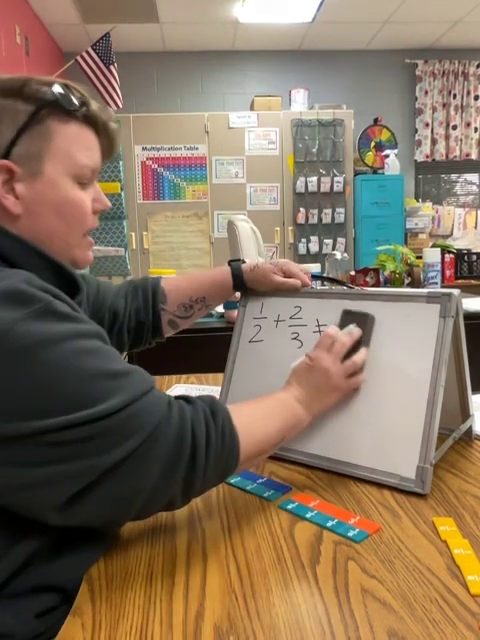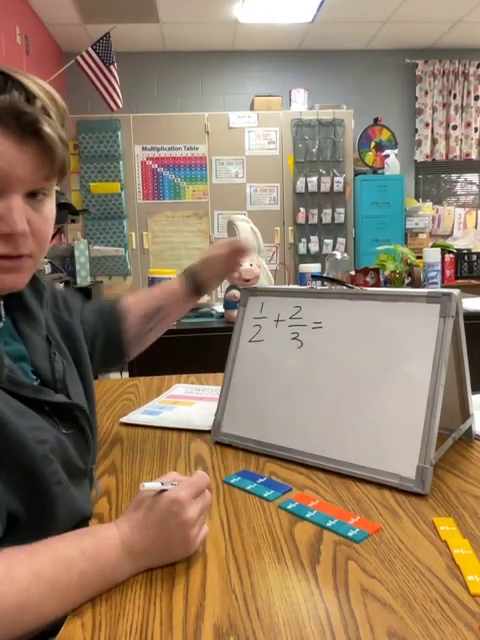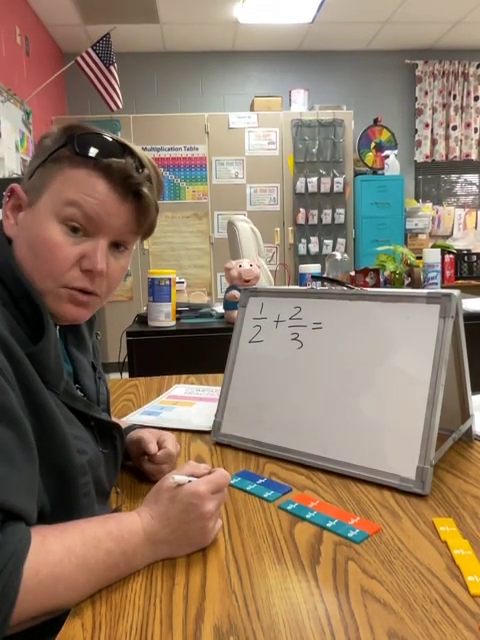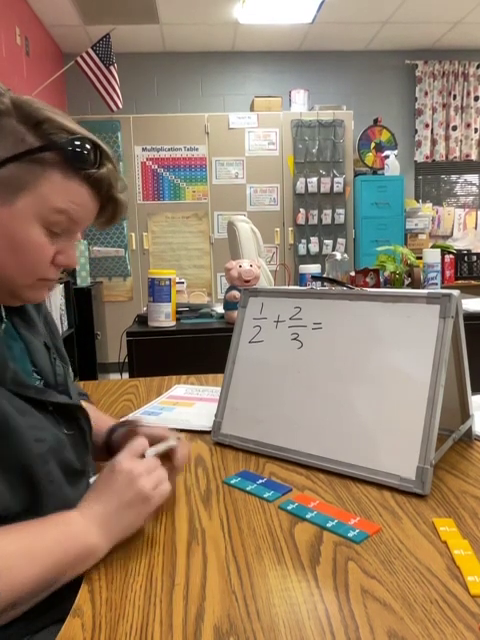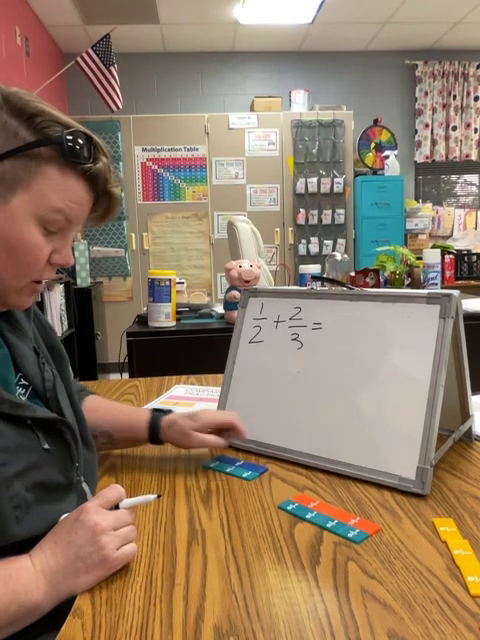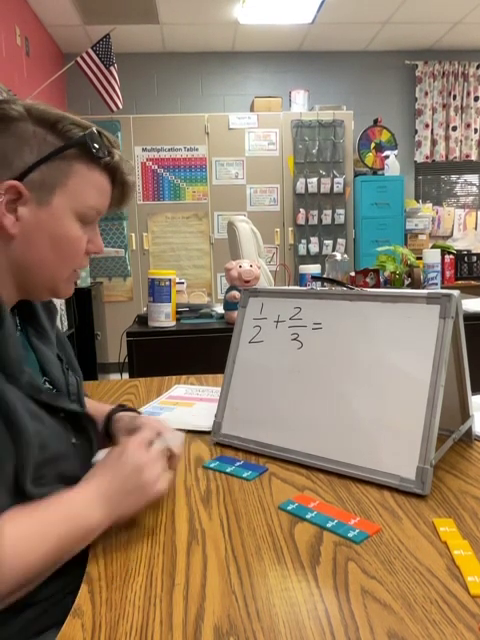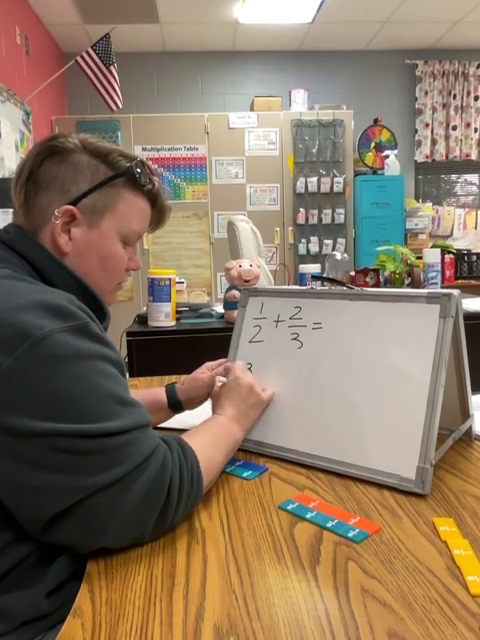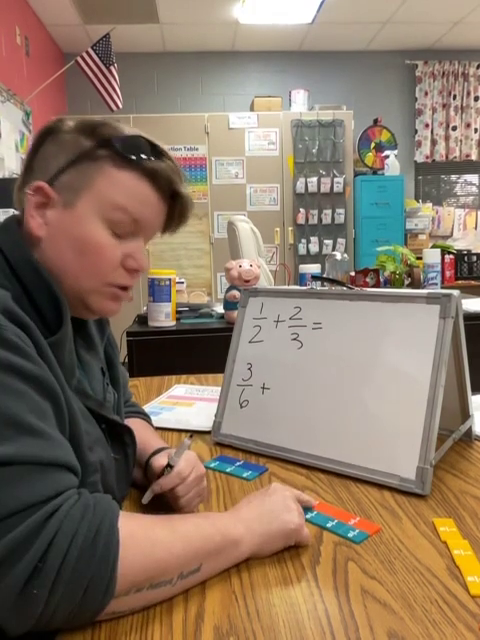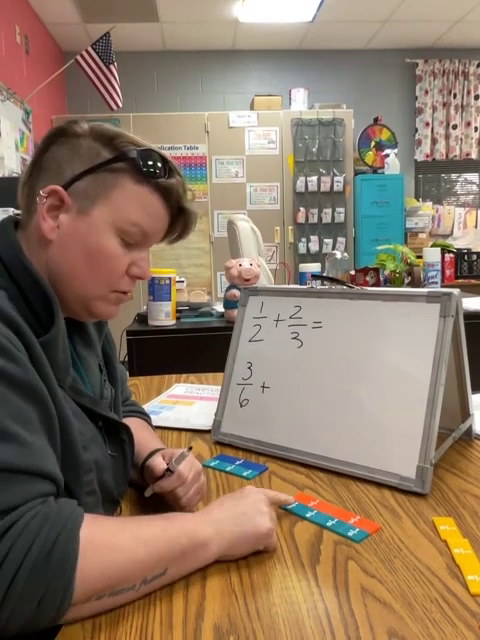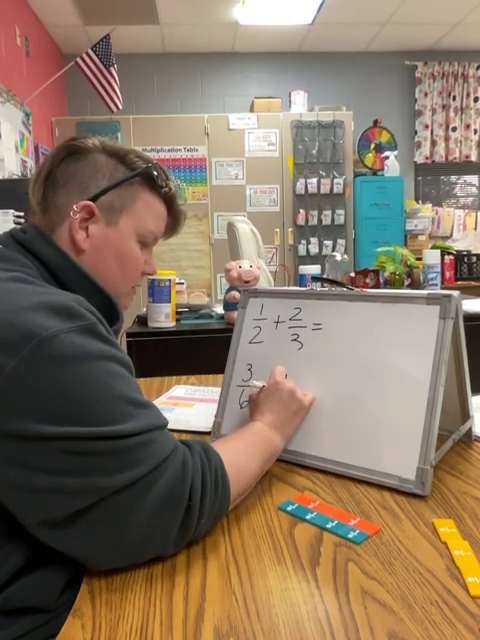So now that we know that, let's figure out what 1/2 plus 2/3 is. We're going to start by writing our equivalent fractions. Over here, our 1/2 becomes 1, 2, 3, 3/6. Here, our 2 1/3 become 1, 2, 3, 4, 4/6.